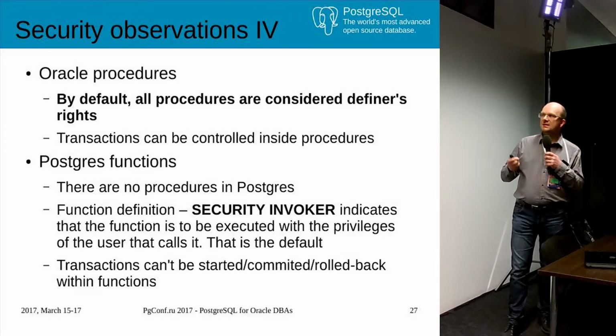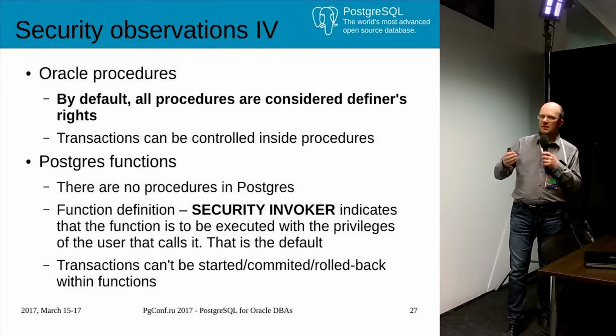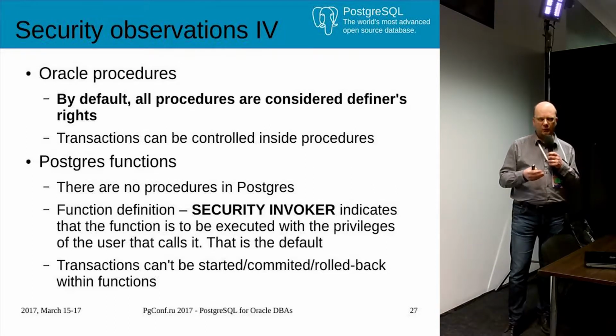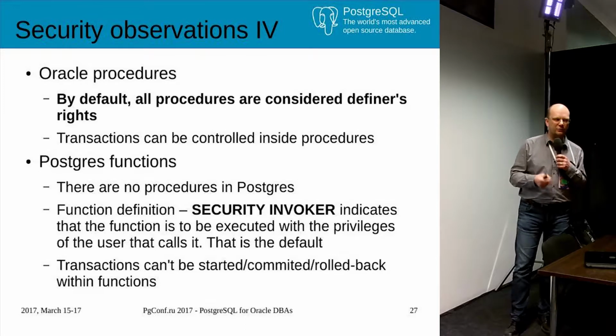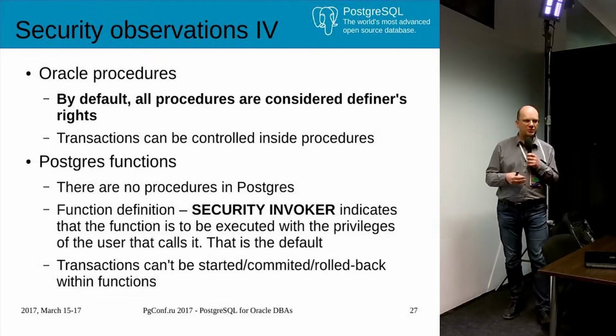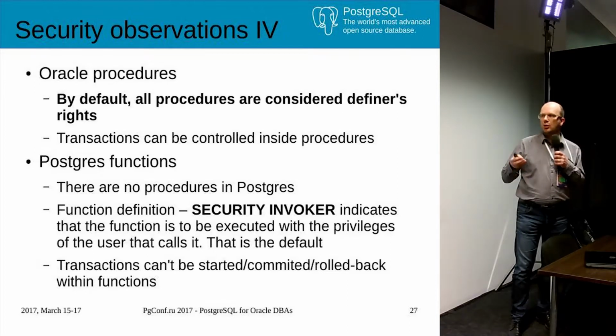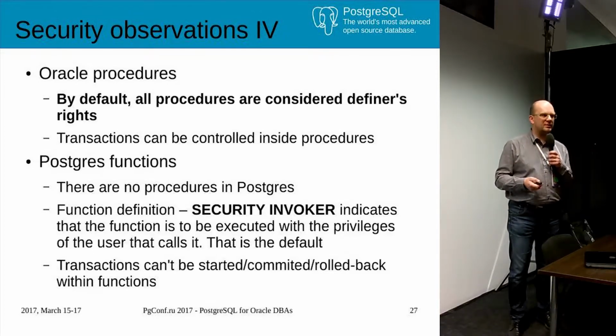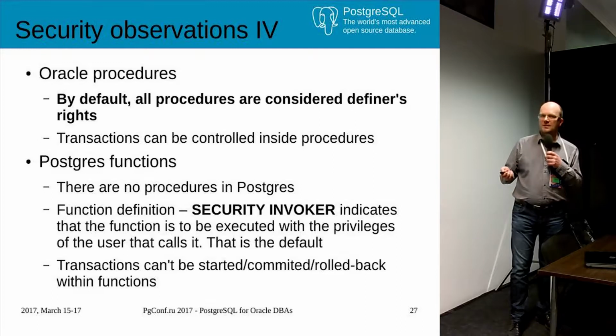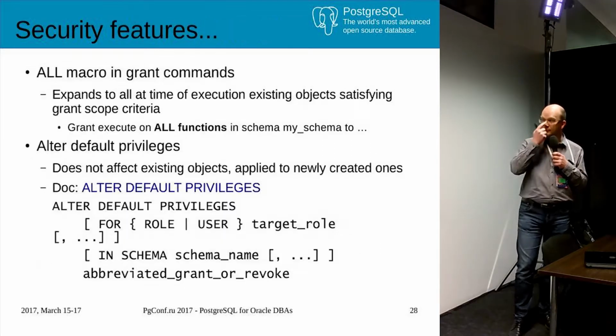And since Postgres has only functions, not procedures, you can't control transactions within a function, which you can do within a procedure in Oracle. So you can't commit or start a new transaction within a function. It always runs in the context of an existing transaction.